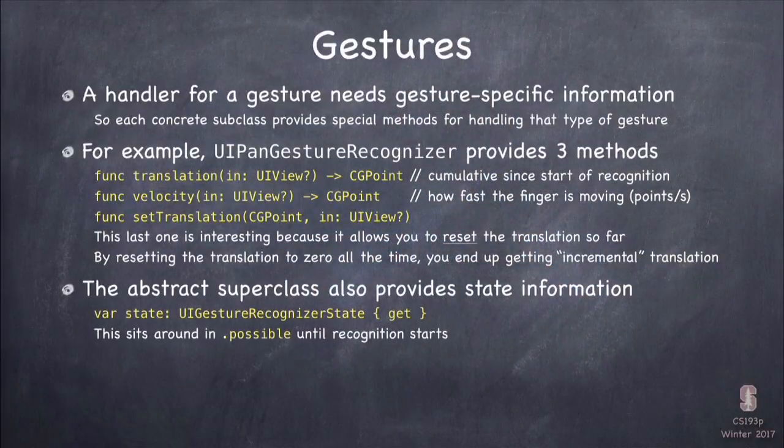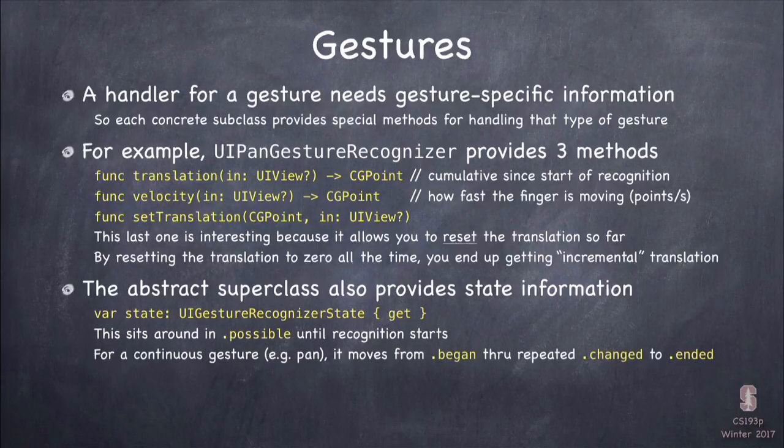Now, the abstract superclass UIGestureRecognizer, even though you don't make one, it still is the superclass of these things, and you do inherit especially this one very important var called state. The state tells you the state of the gesture, how it's being recognized. So all of these gesture recognizers start out in the state possible. It's possible this gesture could happen.